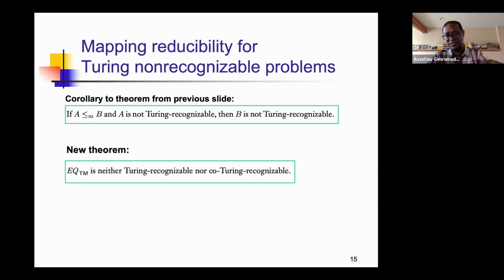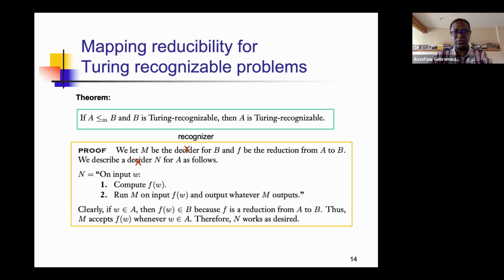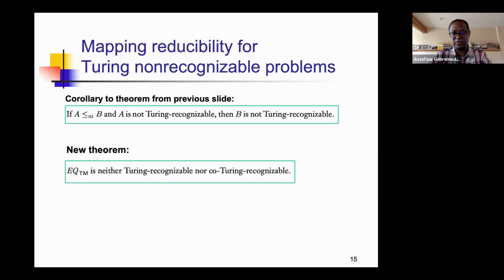But before I do that, let's do a corollary. It will be a corollary to the theorem we just saw. If B is Turing recognizable, then A is Turing recognizable. Now we go to the left: if A is not Turing recognizable, then B is not Turing recognizable. Why? Because if it were, then I would have used the solution for B to solve A. But I know that A is not Turing recognizable, and therefore B is not Turing recognizable. So this is a follow-up that follows from the theorem we just saw.